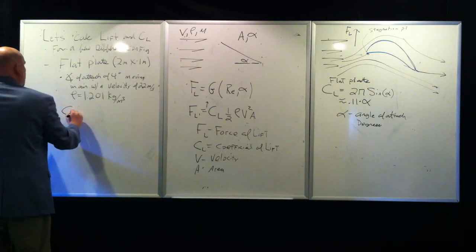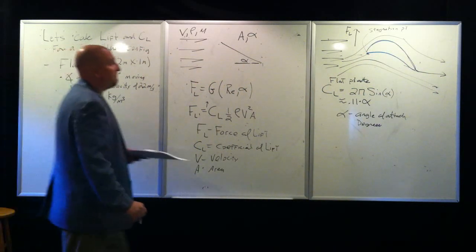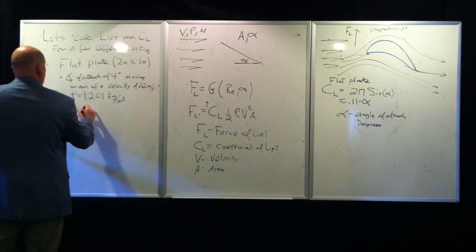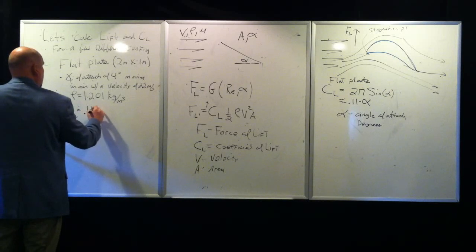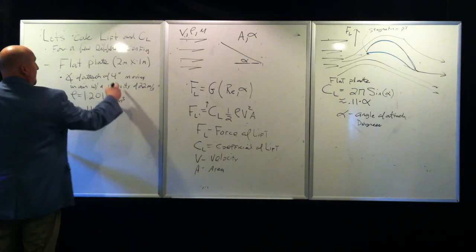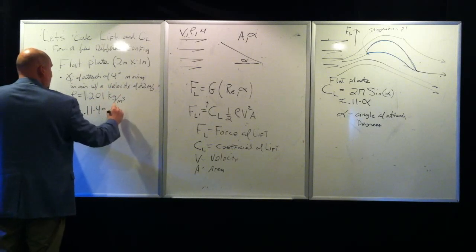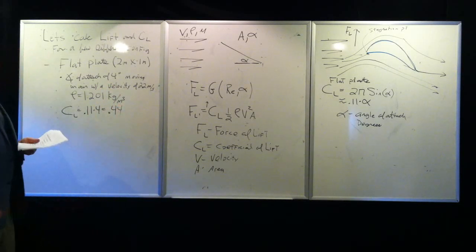Alright, the coefficient of lift, using our formula, is 0.11 times alpha. 0.11 times alpha, and alpha is going to be 4, gives us a coefficient of lift of 0.44. It's pretty straightforward and easy.